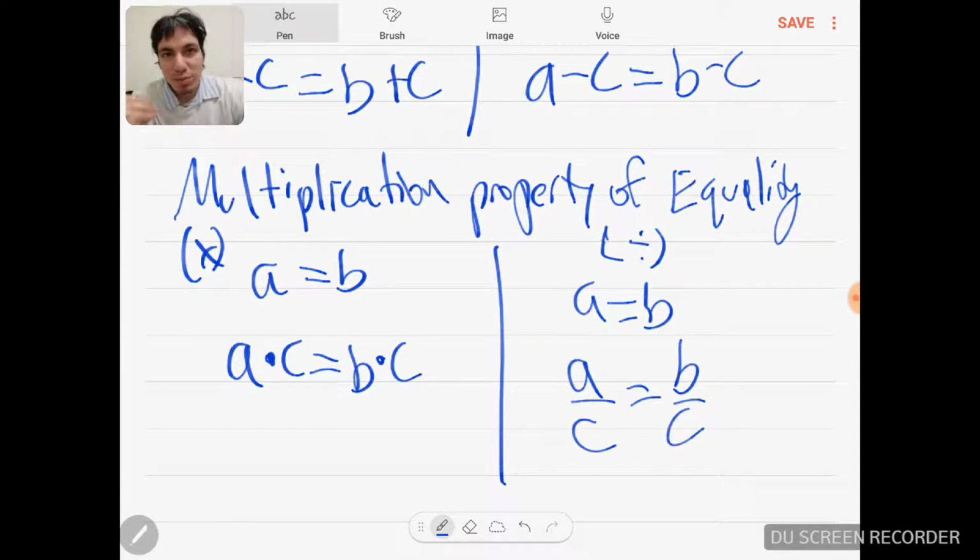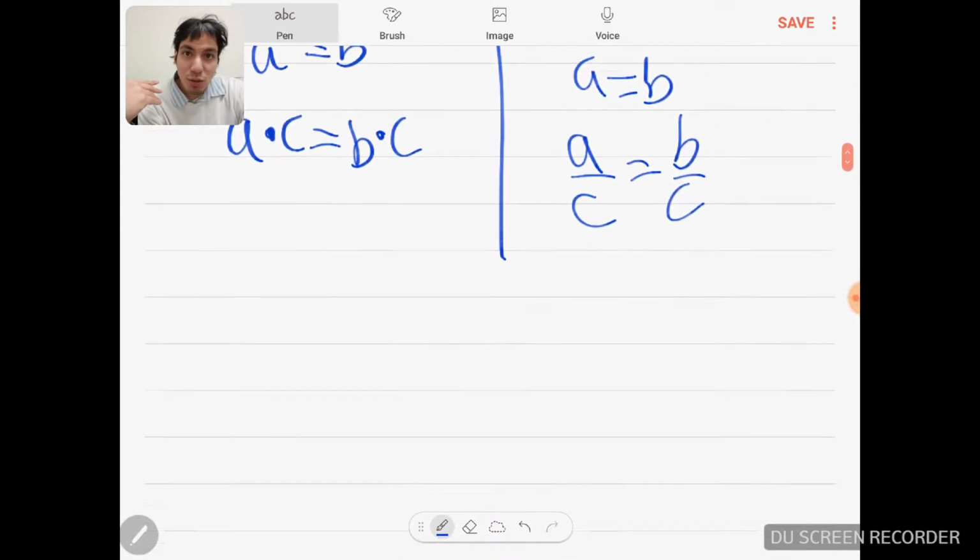Why am I talking about these properties? These properties are necessary to solve equations, because you're going to be moving variables over, numbers over, and when you finally get x by itself, you get to divide by the coefficient in the end, or multiply, depending on the situation.